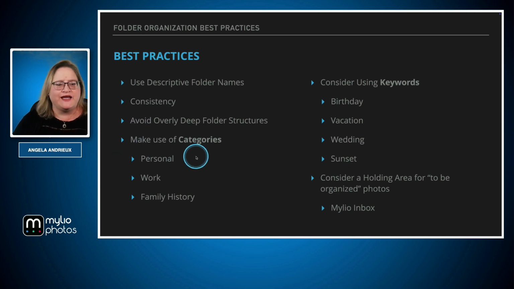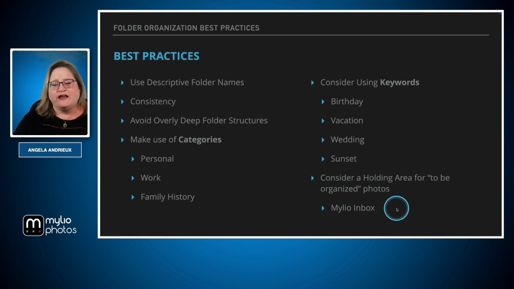So categories are great to mark things as personal, work, family history, or any other project or broad category that you might be working with. Keywords are awesome for those smaller words, so birthday, vacation, wedding, sunset, travel, those kinds of things. Very helpful to add as a manual keyword. So those are my suggestions for making use of both those metadata tools and your folder structure to be able to find things really easily.